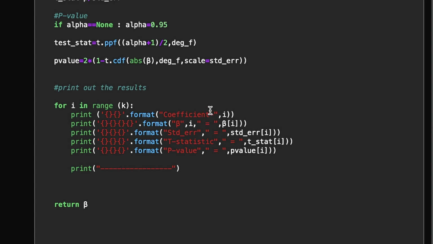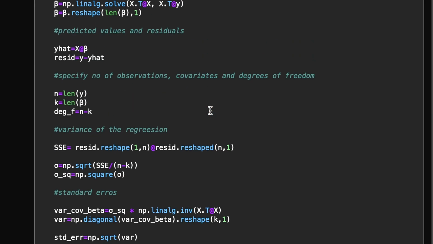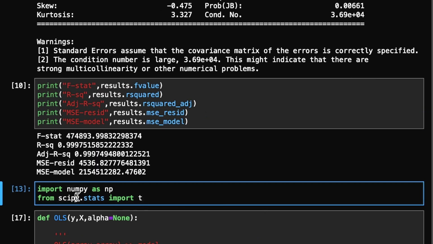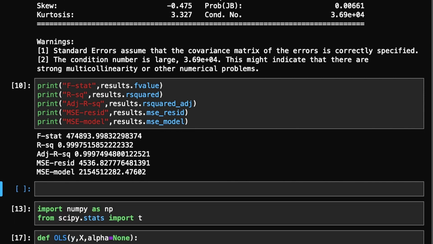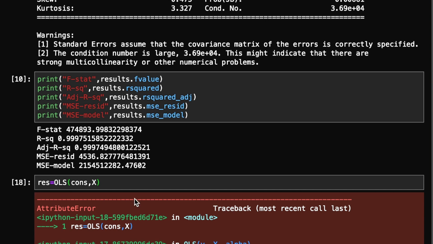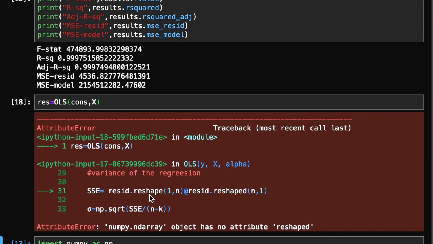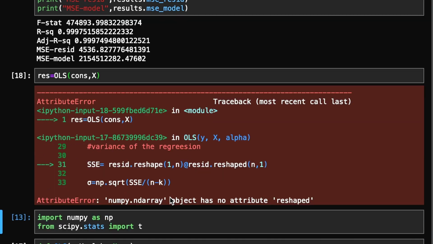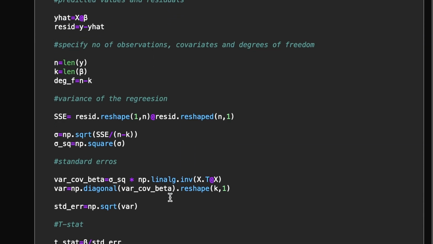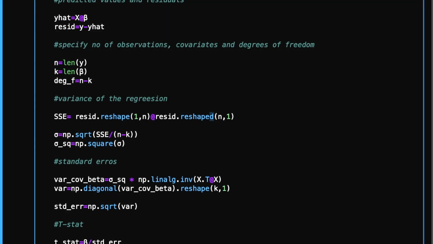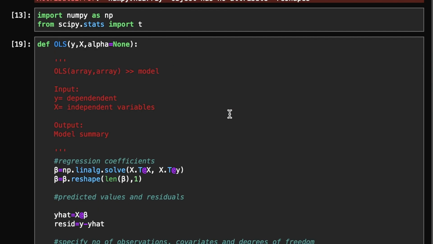So let's see if this function works. I'm going to run it here on top of it. Results equals OLS. The dependent variable is consumption, and the independent variable is X. Okay, so we have a typo in SSE. Let's fix it. Let's run it again.